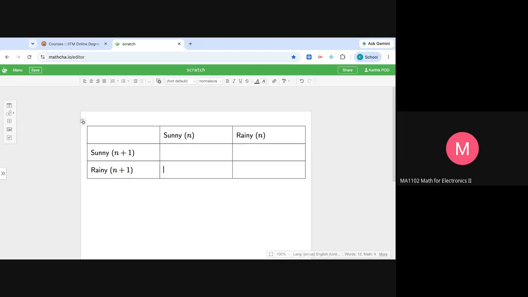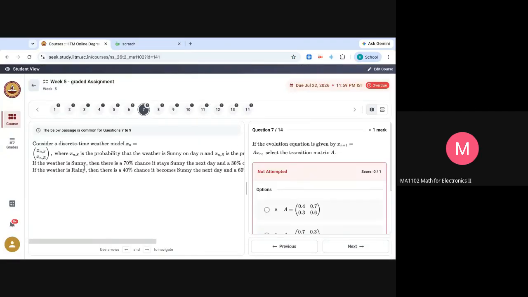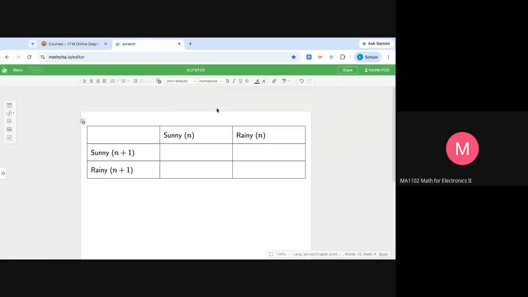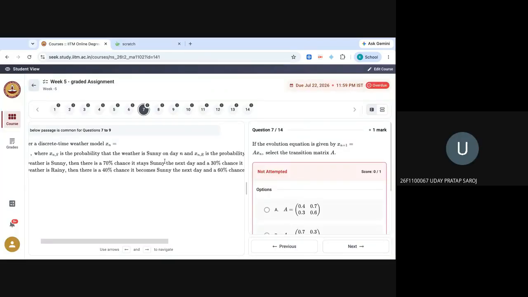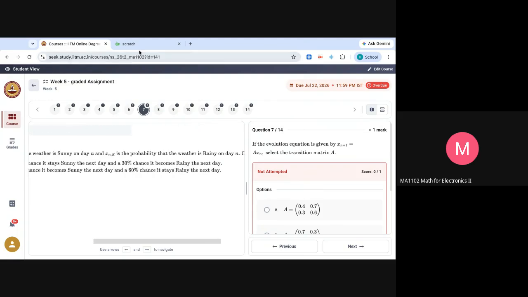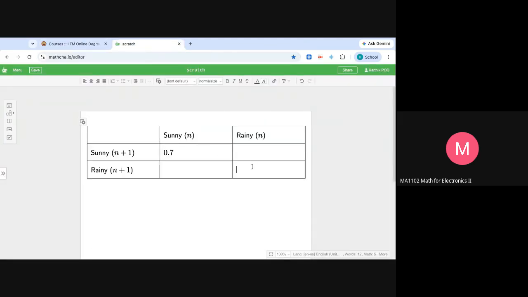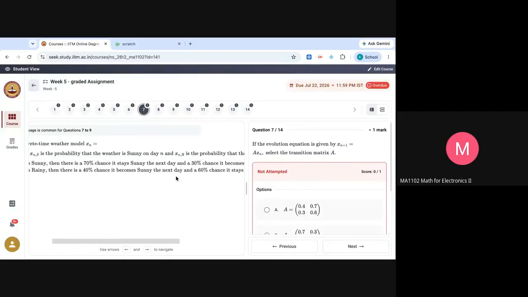So if the weather is sunny, then there is a 0.7 probability that it will stay sunny the next day, right? So this is 0.7. Correct. And if it is rainy, then there is a 60% chance it stays rainy. So this is 0.6 then. Okay, then what does it say?